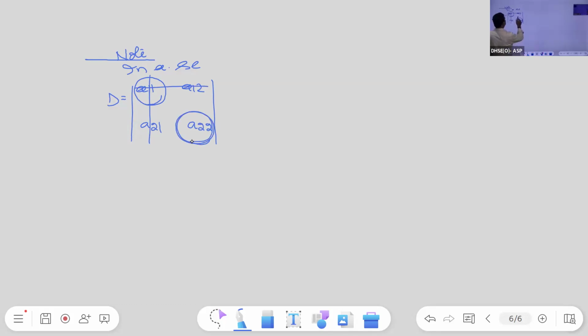Similarly, if you want to find the minor of A12, A12 is present at the intersection of first row and second column, so first row second column elements should be deleted. After deleting the first row, second column elements, what is left over? A21 is left over. So A21 is the minor of A12. Right? Did you understand?